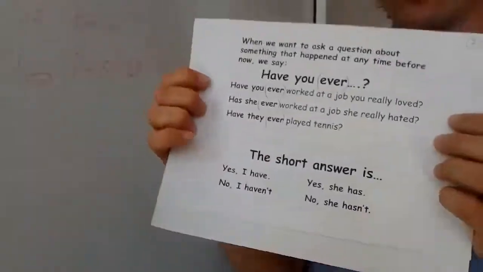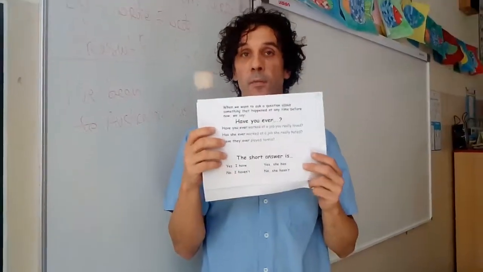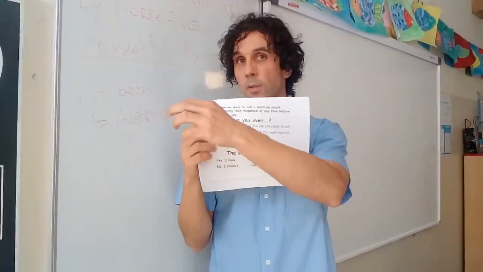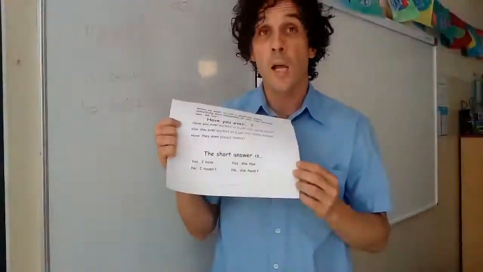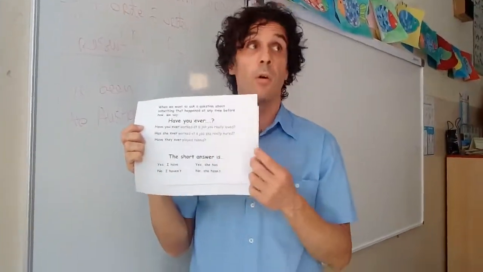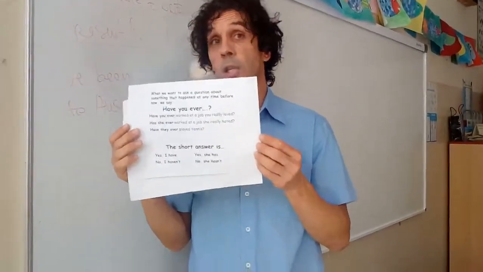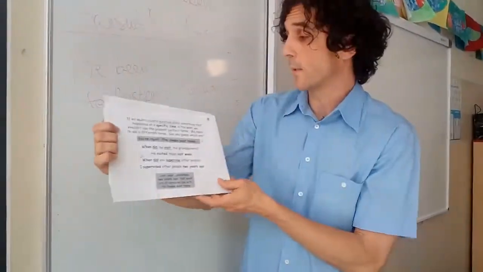It's very easy to make questions in present perfect tense, so you just put the auxiliary verb have or has at the beginning of the sentence. And the short answer could be yes, I have, or no, I haven't, or yes, she has, no, she hasn't. But let's draw the difference.